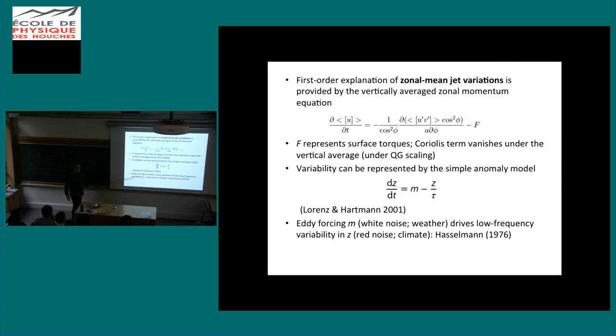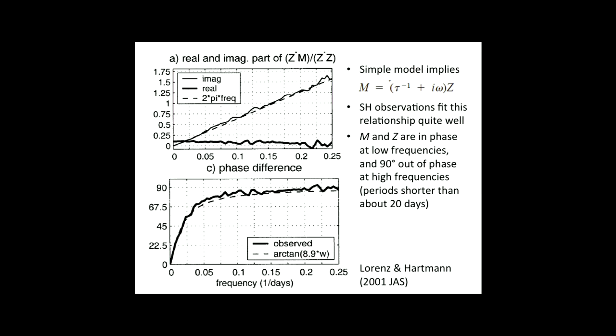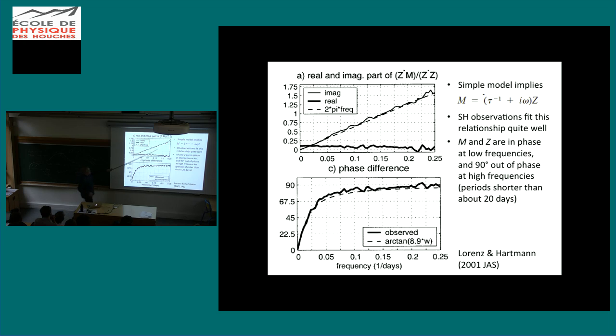And the idea here is that the eddy forcing, which is the eddy momentum flux, is the white noise coming from weather systems, but that's driving lower frequency variability in the southern annular mode. That's the red noise. If you just take a spectral transform of this, you can write that equation this way. And if you then plot the real and imaginary part of this quantity here, you can see that there's a constant which gives you the damping time scale, and there's this nice straight relation against frequency. So it seems to fit the data very well, at least in the southern hemisphere.